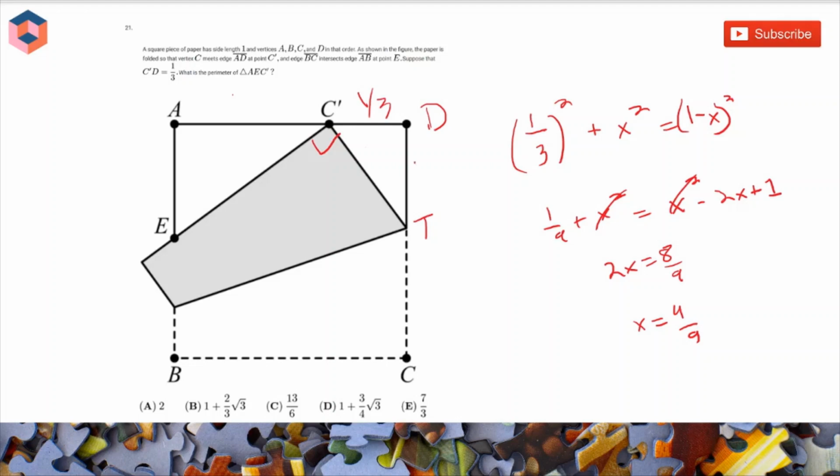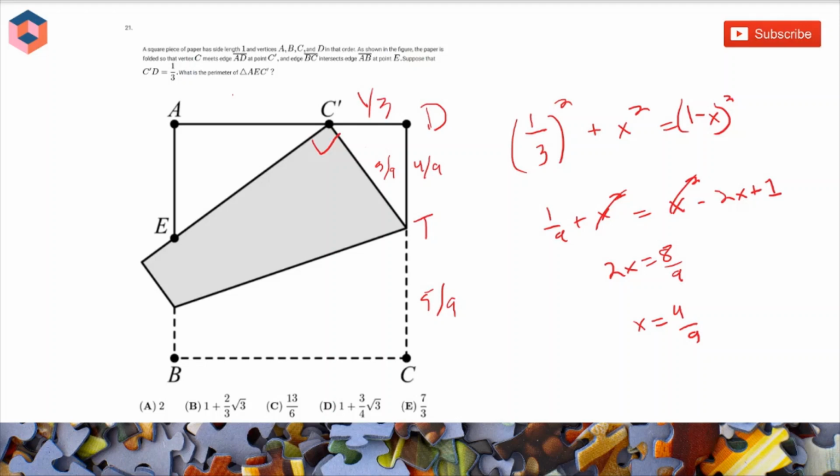So we know that this is 4/9, this is 5/9 because this is 1 minus x, and this is 5/9. Okay, but that's not the triangle we're trying to find the perimeter of. The triangle we're trying to find the perimeter of is triangle AEC. Maybe we can try similar triangles, but we have to prove that.